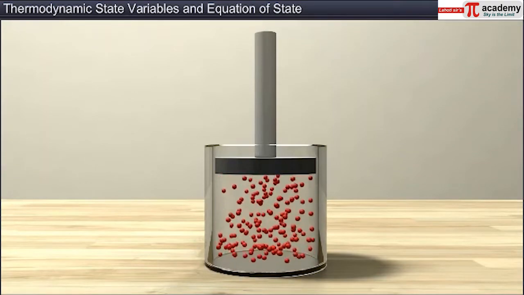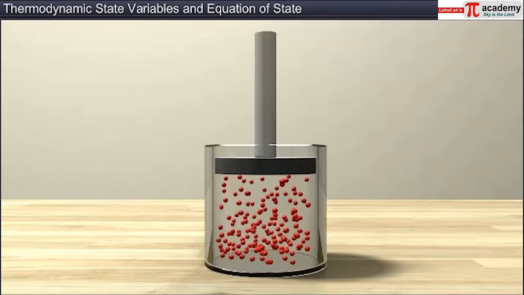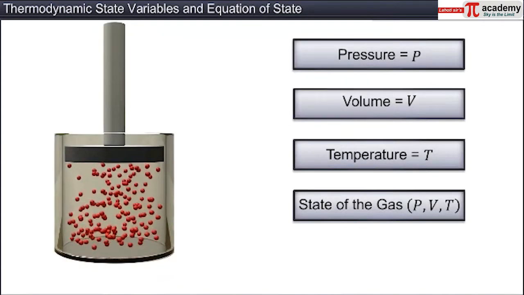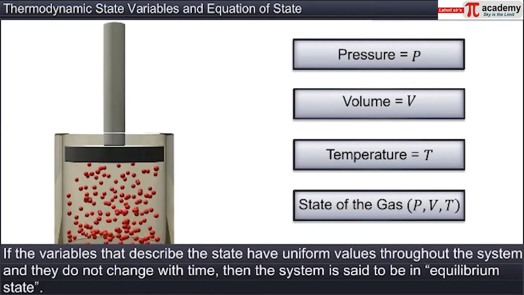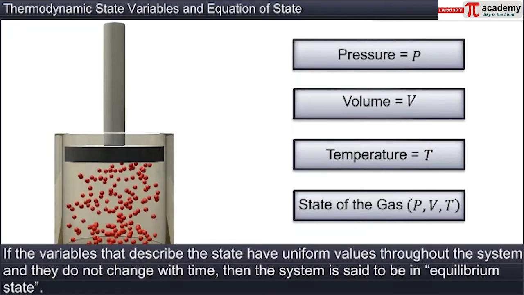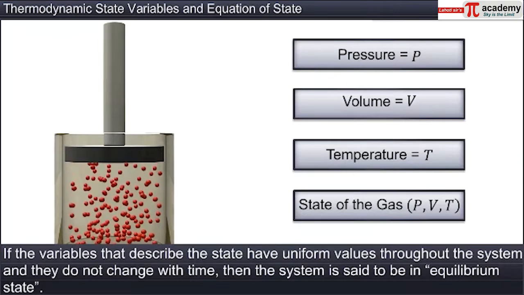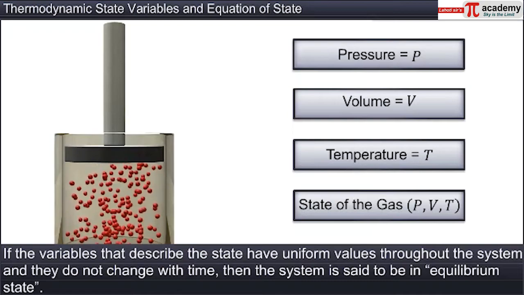Now, consider the general case of a gas in a container and let the state of the gas be represented by PVT. If the variables that describe the state, PVT, have uniform values throughout the system and they do not change with time, the system is said to be in equilibrium state.